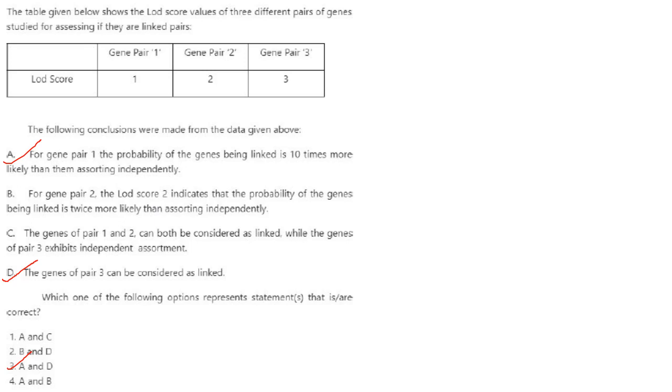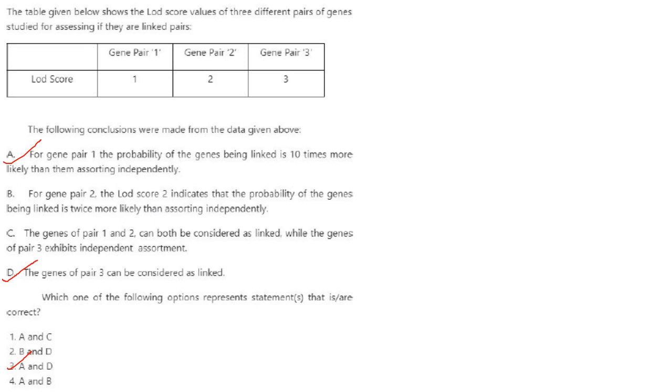Then next one. The table given below shows the LOD score value of 3 different pairs of genes studied for assessing if they are linked pairs. So LOD score: gene pair 1, LOD score is 1; gene pair 2 is 2; gene pair 3 is 3. The following conclusions are made on the above data. For gene pair 1, the probability of the genes being linked is 10 times more likely than them assorting independently.